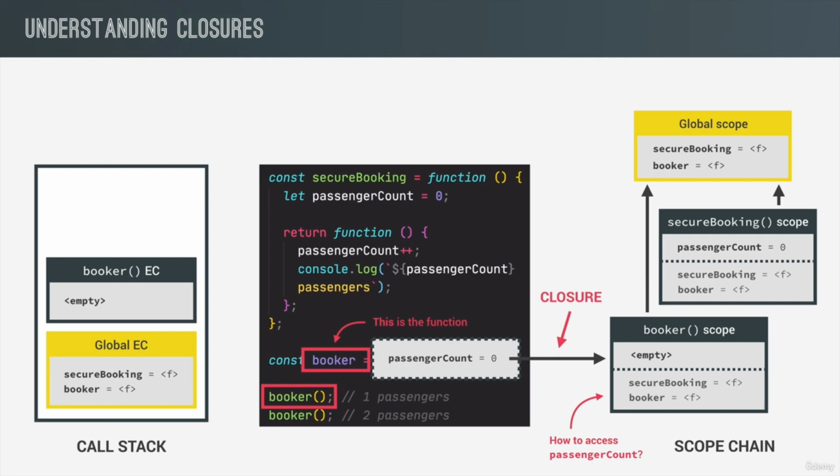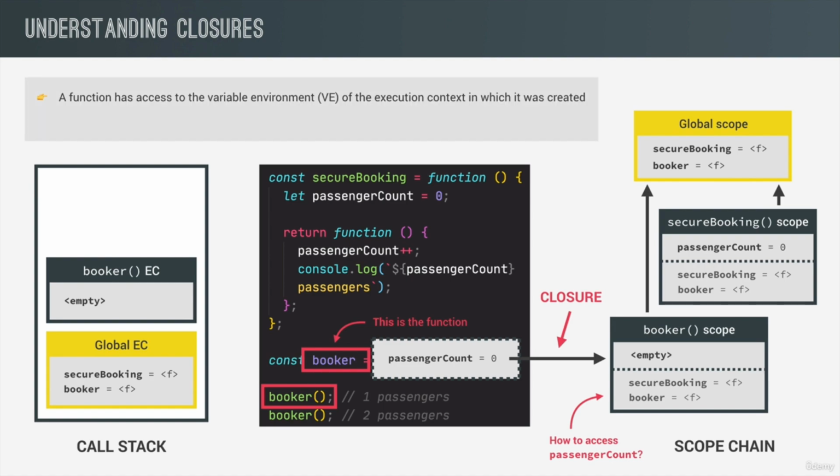So let's say all that again to make this really clear. So a function always has access to the variable environment of the execution context in which it was created, even after that execution context is gone. And this last part is really important. The closure is then basically this variable environment attached to the function, exactly as it was at the time and place that the function was created.